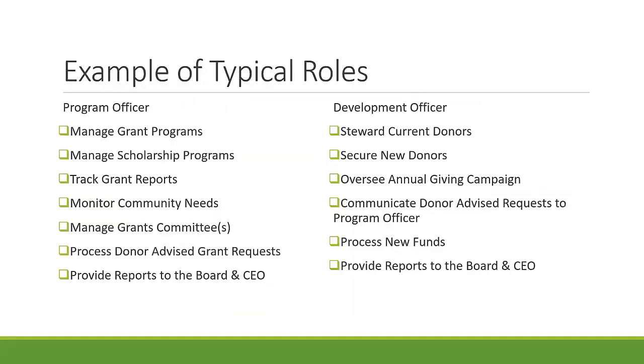And so, within typical roles of foundations, those that are larger and have maybe 4 or 5 staff, you'll often see a program officer and a development officer. A program officer is often managing grant programs, scholarship programs, and things like that. They're doing a lot of the grant reporting, focusing on grants specifically, processing grant requests, processing reports, and making sure checks are sent out. And then we have a development officer, the other typical role, who works with all the donors, oversees campaigns, communicates with donor advisors, and processes new funds. This is often what we see with the different roles.